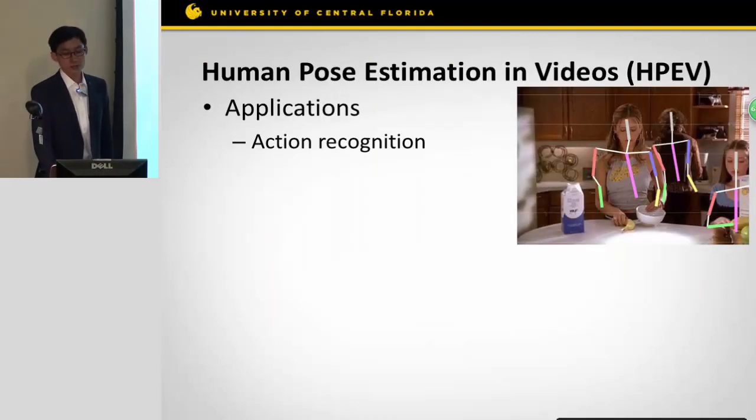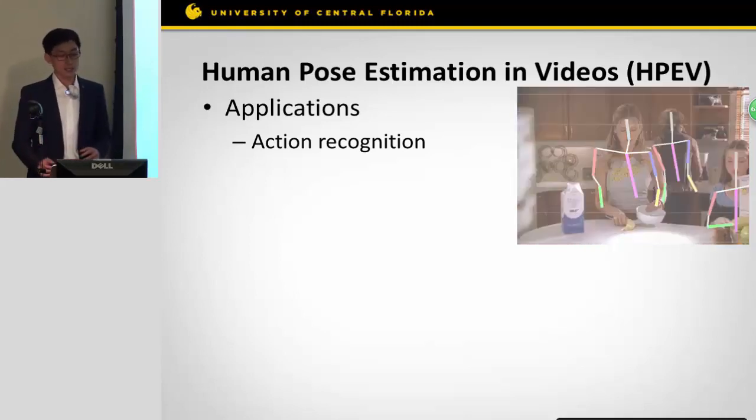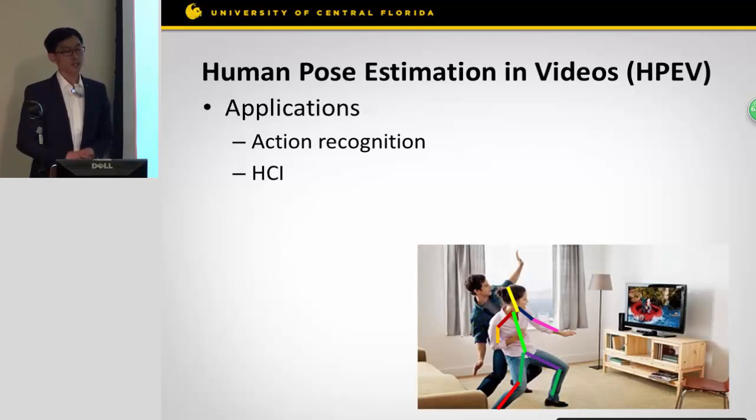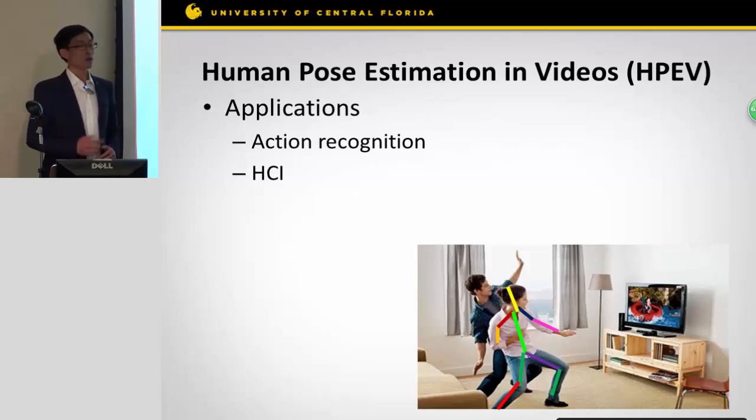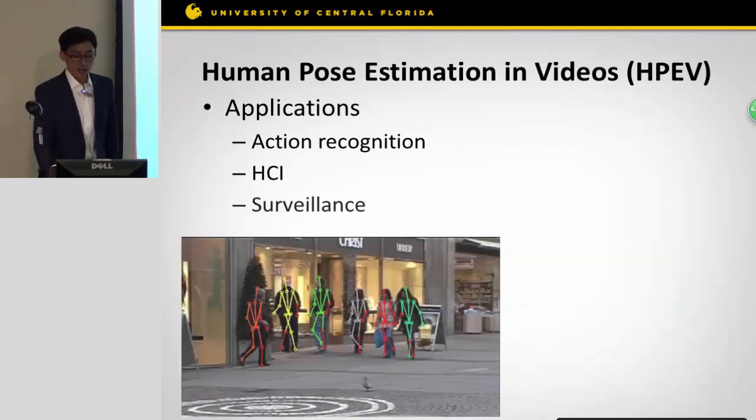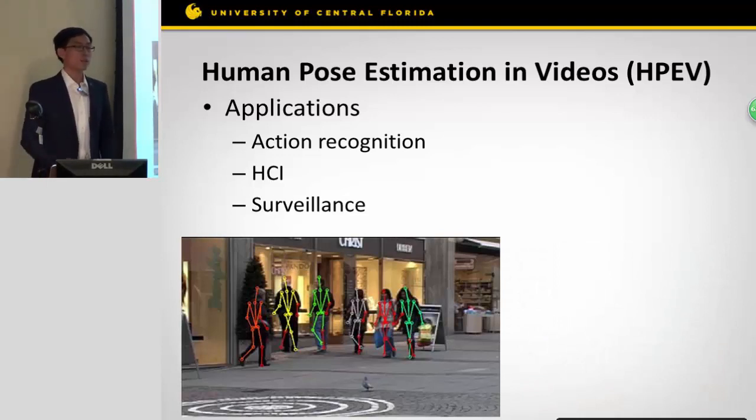Human pose estimation has a lot of applications, and the first application is action recognition. In videos, if we can identify the body part locations, it's easier for us to identify which action it is. The second application is HCI, human-computer interaction, and this is extremely important for video games. As you know, Microsoft Kinect is doing similar things, but actually they are using different sensors. And the third application could be surveillance. If we can estimate the human poses for all the people in the video sequence, we can track them more efficiently and accurately.